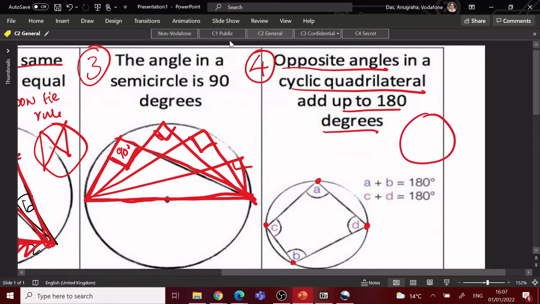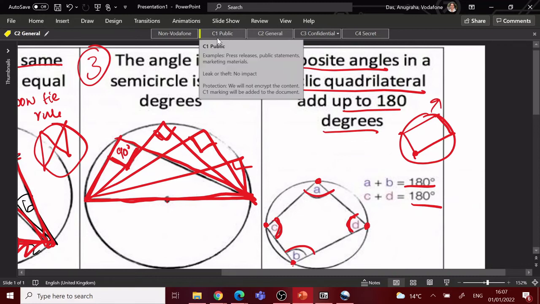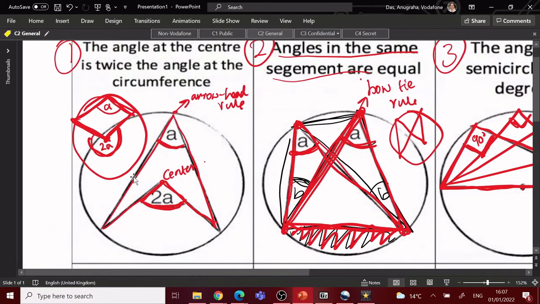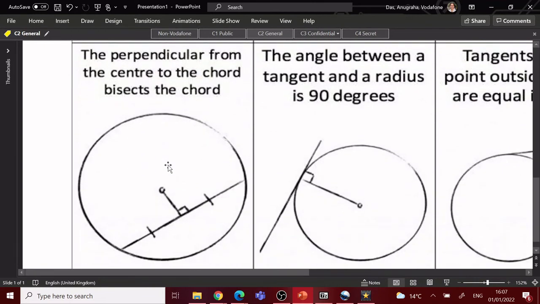So if you have something like this, it is not a cyclic quadrilateral because this does not touch the circle. Always keep in mind that all four corners need to touch the circumference of the circle. And the rule states that the opposite angles add together. So in this case, C plus D is 180, A plus B is 180. Quite a straightforward rule that can be easily spotted in a diagram in a question. So that was rule number 4, and we have rule number 5 here.